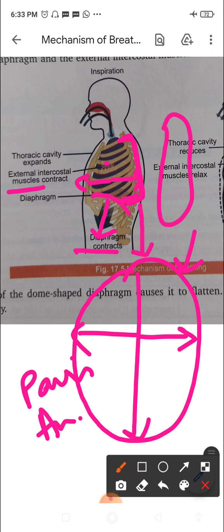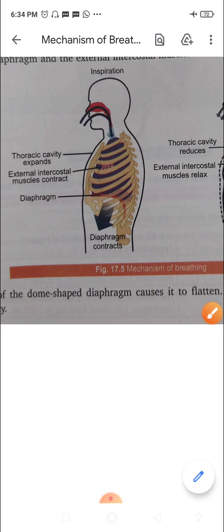And at the time of inspiration it increases this much, and the air pressure within the pleural cavities falls below. You know what is the pleural cavity, the space between the two, right? So that falls below that of the atmosphere. Now this causes the lungs to inflate due to inward movement, right? Immediately the air moves inside and the lungs inflate like how a balloon inflates when you blow air into it, right?